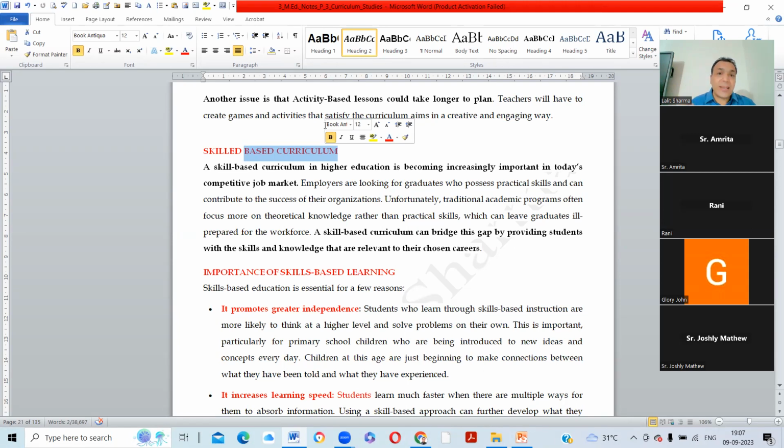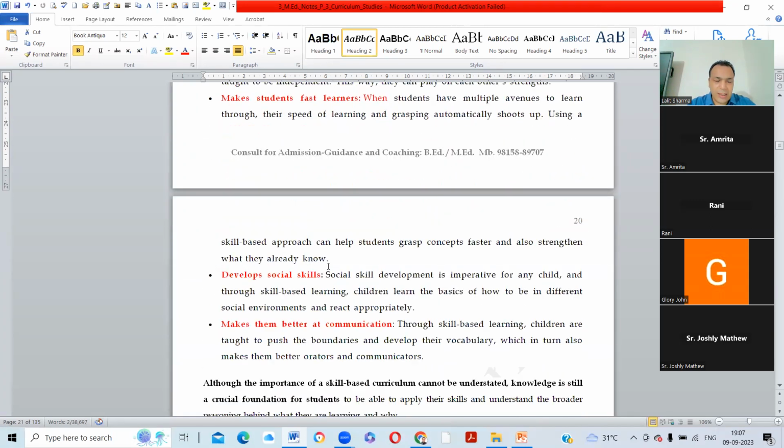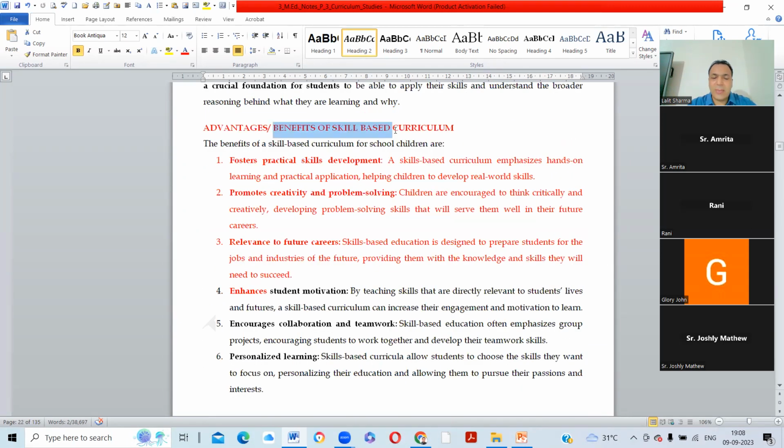Skill based curriculum is basically useful for the higher level classes. Now, there are many skills, and one has to adopt all these skills in order to become an effective student. So this is where the importance of skill based curriculum comes in. Here you can see the advantages, the benefit. Foster practical skill development, right?